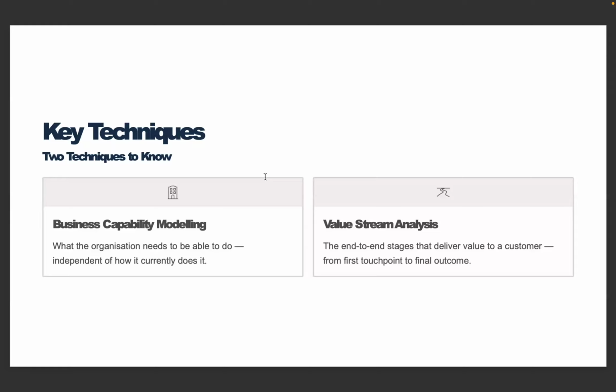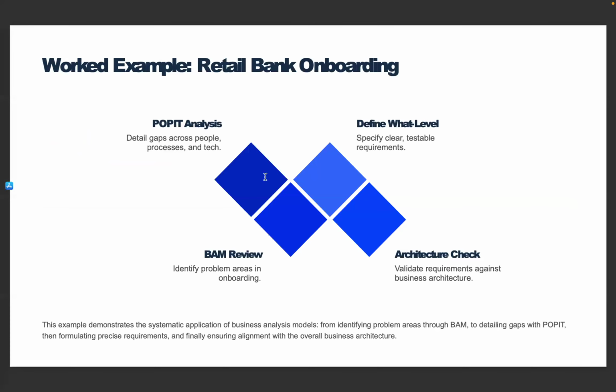And the second one we were talking about is value stream analysis. It looks at the journey of delivering value to the customer. In this technique, we are focusing on delivering our value to our customers. An example I would use is a retail bank, a retail bank that wants to improve their customers' onboarding process.